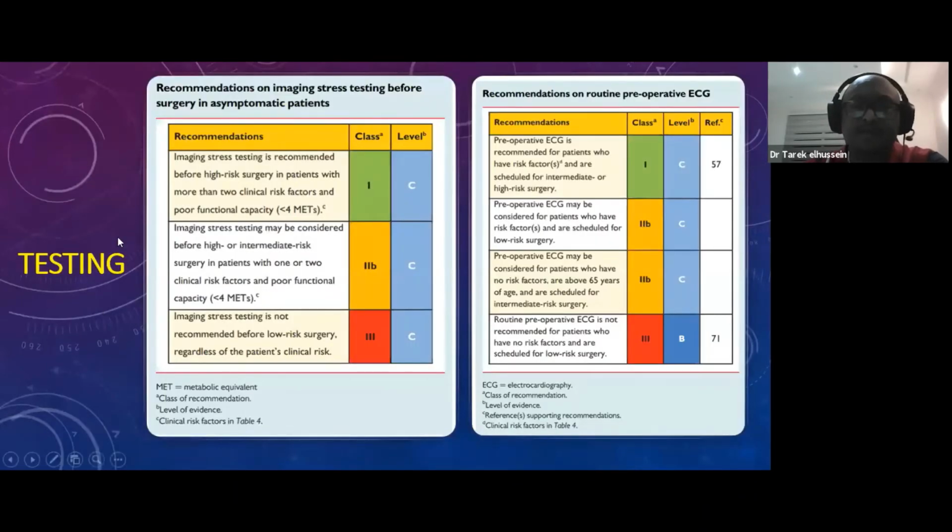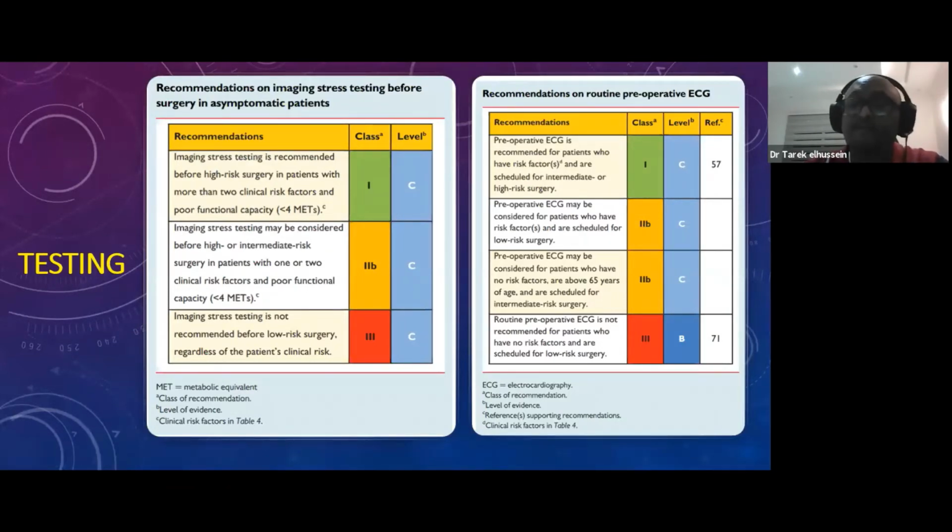So what about testing? Should I test everybody who comes with shortness of breath? Should I test everybody who has coronary risk factors? So no, the answer is no. Those who need testing are those patients going for high-risk surgery who have poor functional class and have more than 2 clinical risk factors.